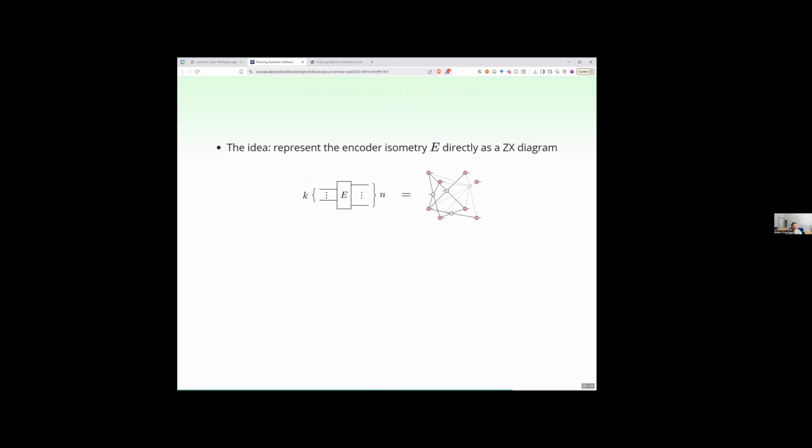The way that we talk about standard quantum error correction with ZX calculus is you can think about this encoder map as a ZX diagram itself. We can take this thing, which has K inputs and N outputs, and just draw it as, ideally, a quite simple ZX diagram. And we can think about fault-tolerant quantum computing as pushing things through this encoder.